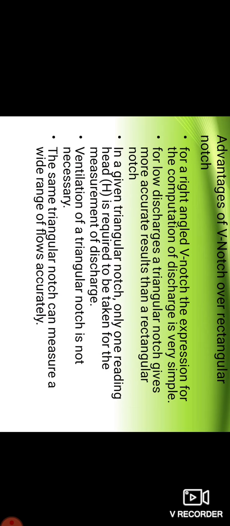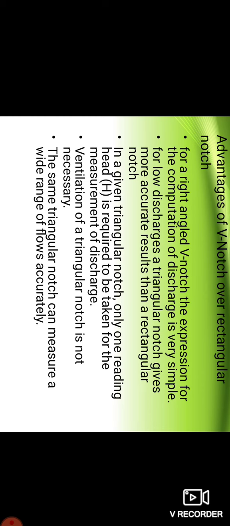Okay. Then, what are the advantages of the V notch over the rectangular notch? One thing: for a right-angled V notch, the expression is simple when compared to the rectangular notch. That is one case. And for low discharges, a triangular notch gives more accurate results. If it is a very low discharge, the triangular notch gives more accurate results than the rectangular notch.